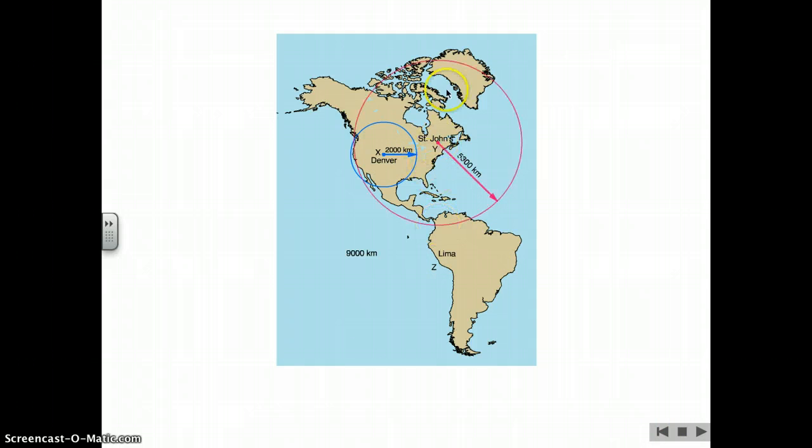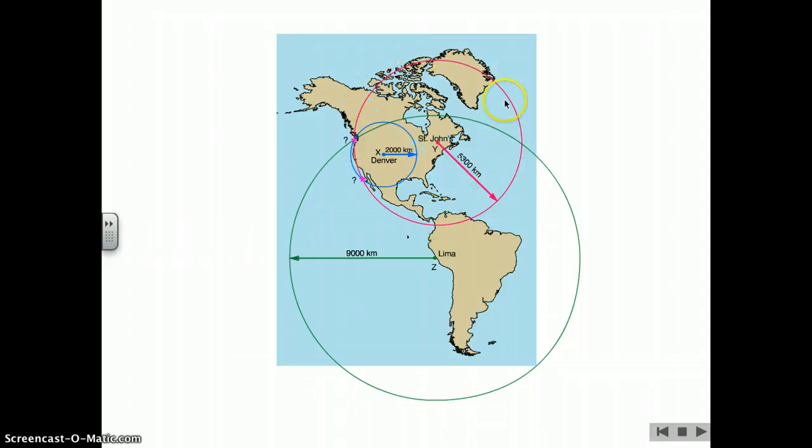For St. John's, it could have been at any point along here. But because I know St. John's is this distance, Denver is this distance, and Lima is 9,000 kilometers away, we know that this has to be the location of the earthquake. If you only had 2 seismic stations, you would have 2 points where that earthquake could have occurred. So you need to measure with your scale, and use your compass to draw a circle around the cities at that exact distance, and then you know exactly where that earthquake happened.